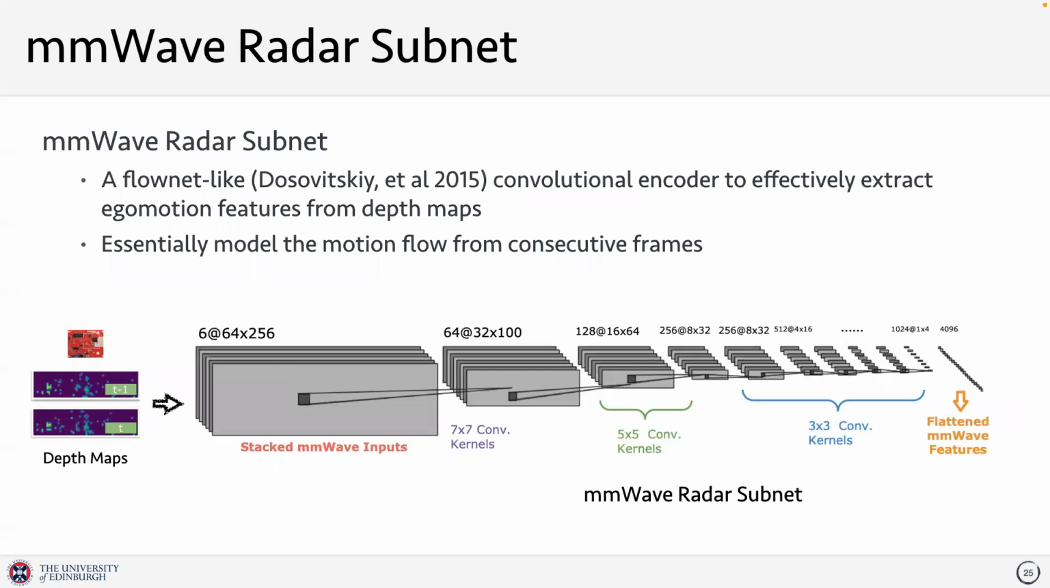Then after getting the converted inputs, we use a FlowNet-like convolutional encoder to extract the ego-motion features from the depth map. The reason we use this structure was heavily inspired by its great success in predicting ego-motion from consecutive image frames. Actually, it's not our contribution. So if you are interested in this FlowNet-like neural network, you can go to their work to find the rationale for the design. That is really a good read. I highly recommend any interested readers go there.